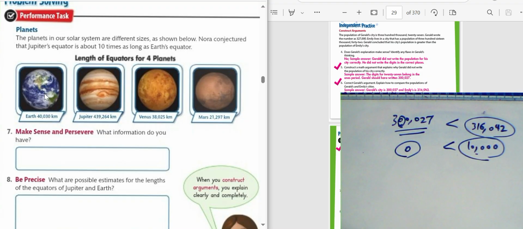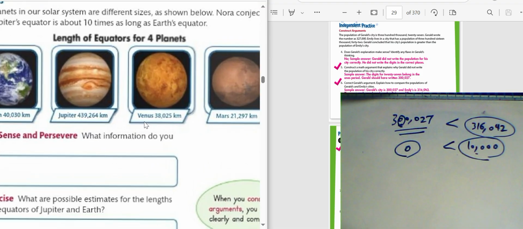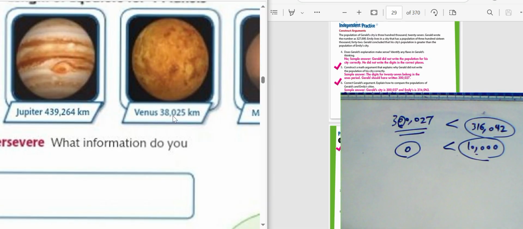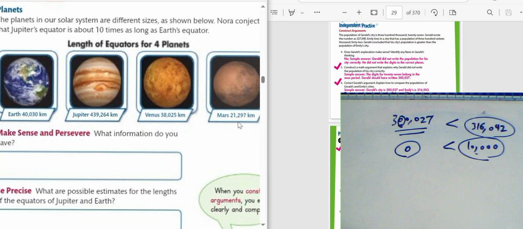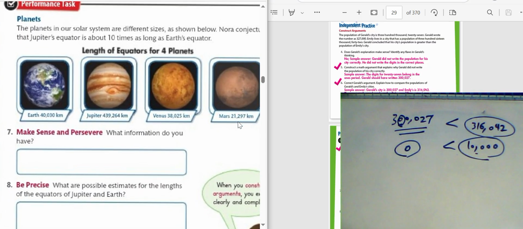See, we have here the perimeter or circumference. Circumference of the Earth will be 40,030 kilometers. Jupiter 439,264 kilometers. And Venus 38,025 kilometers. And also Mars was 21,279 kilometers. What about this question number 7?